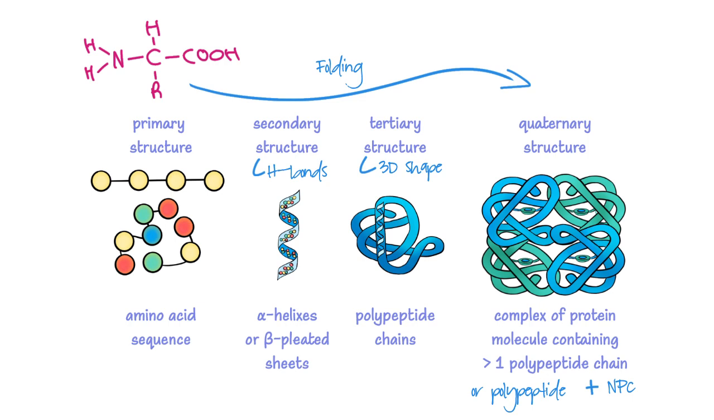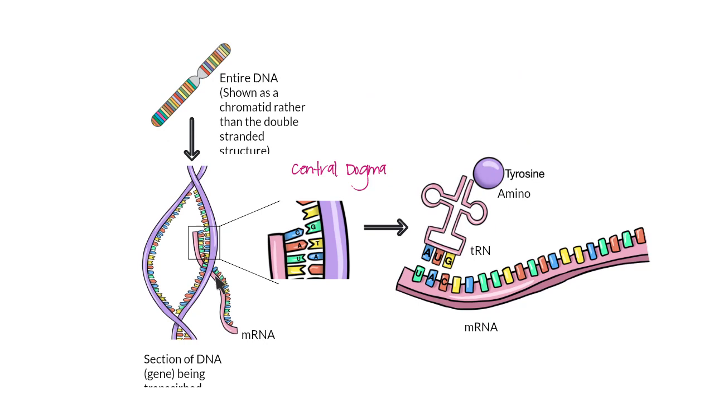Then you have the formation of the tertiary structure, which involves the interaction between the different R groups of the amino acids and gives the protein a 3D shape. Finally, if there's more than one polypeptide, or if a non-protein component is added to a polypeptide, then this gives it a quaternary structure. Now, when DNA is transcribed into mRNA, the triplet codes on the DNA, each of which codes for a single specific amino acid, is transcribed to the codons on the mRNA.